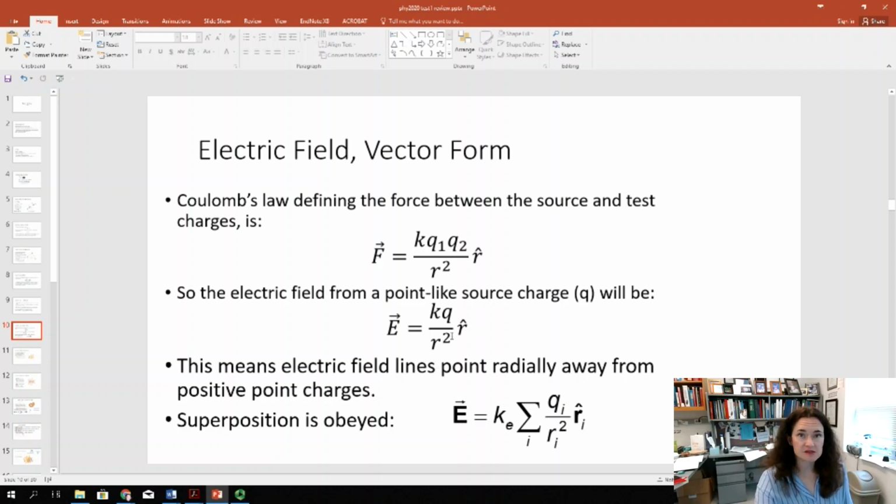Now the electric field lines point radially outward from positive test charges. That's what the R hat unit vector there indicates. And of course they point radially inward towards negative point charges. If you have a bunch of point charges and you want to know what the electric field is like at a point due to this system of charges, then it obeys superposition, and you can do a vector summation. Here, E would be equal to K times the sum over all your charges of Qi over Ri squared R hat.